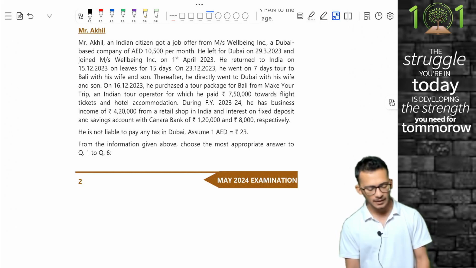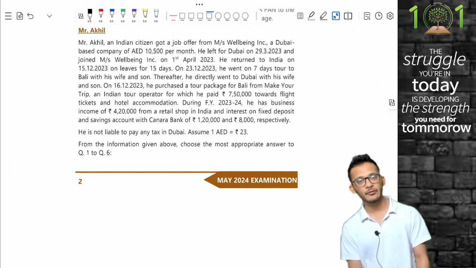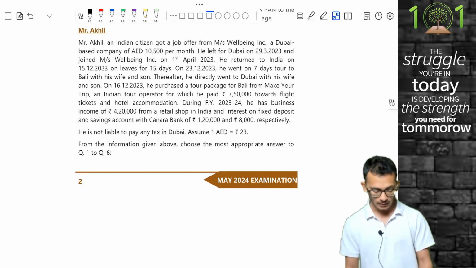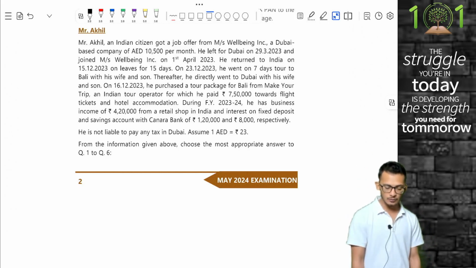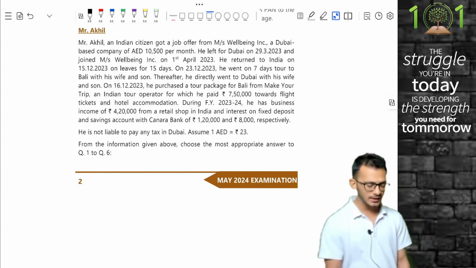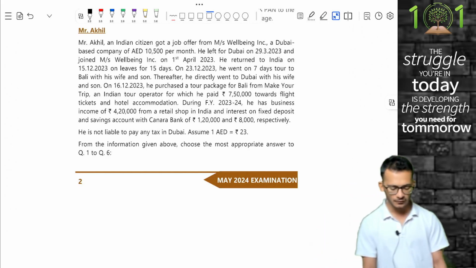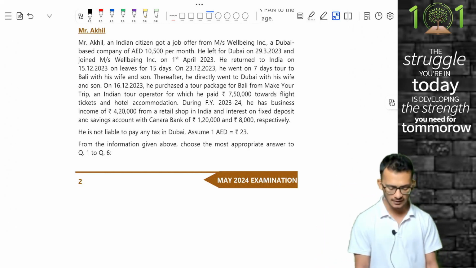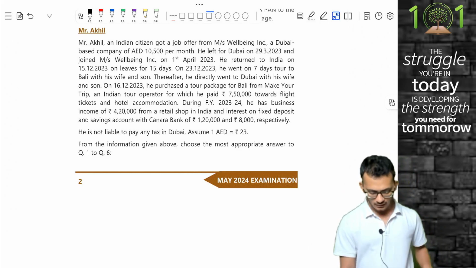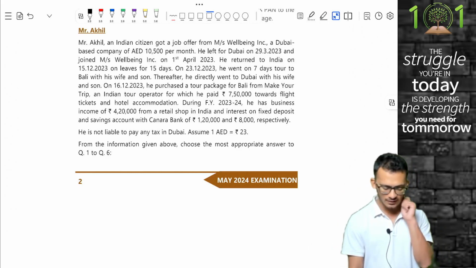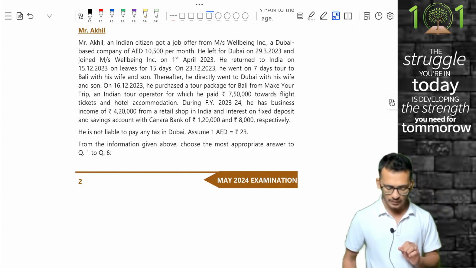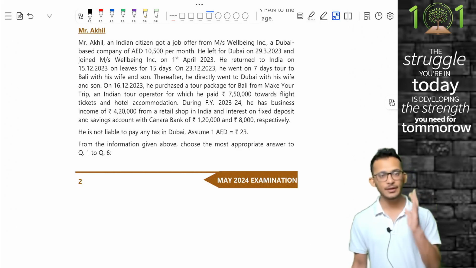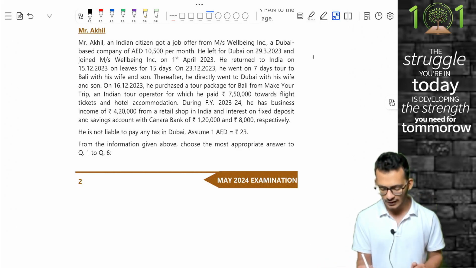And has joined Wellbeing on 1st April 2023, which means from the first date of this year, you are in Dubai. He returned to India on 15th December 2023 on leave for 15 days. So they have told us 15 days he was in India. Thereafter, on 23rd December, he went for a 7 days tour to Bali with his wife and his son, out of India. Thereafter, he went directly to Dubai with his wife and his son. So his Indian stay is only 15 days right now.